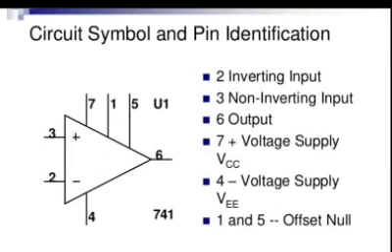So this is the circuit symbol and the pin identifications. Mainly it consists of 8 pins, but the 8th pin has no connection, so it is not mentioned here. Starting with pin number 2, the pin number 2 is the inverting input, and 3 is the non-inverting input.